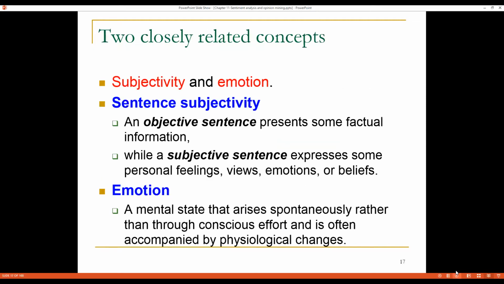So there's two closely related concepts: subjectivity and emotion. Then you have sentence subjectivity. It gives differences between an objective sentence and a subjective sentence. An objective sentence presents factual information, and a subjective sentence expresses some personal feelings, views, emotions, or beliefs. An emotion is defined as a mental state that arises spontaneously rather than through conscious effort, and is often accompanied by physiological changes.